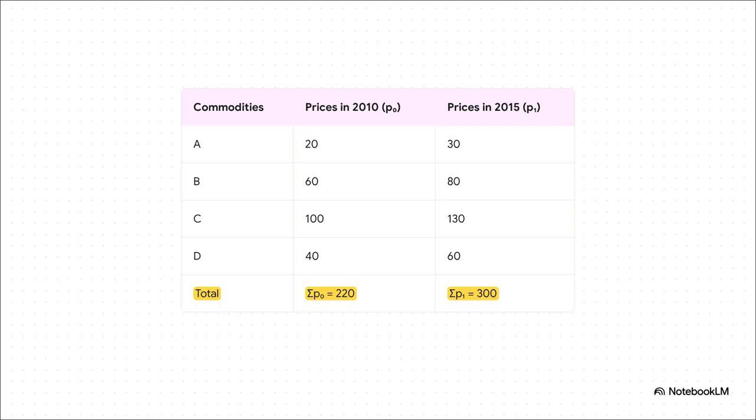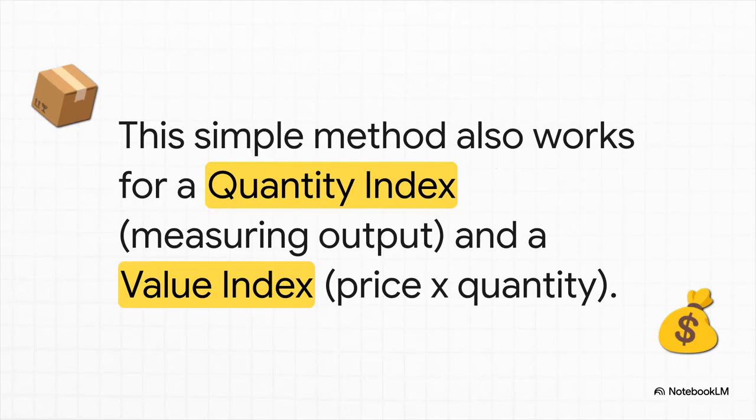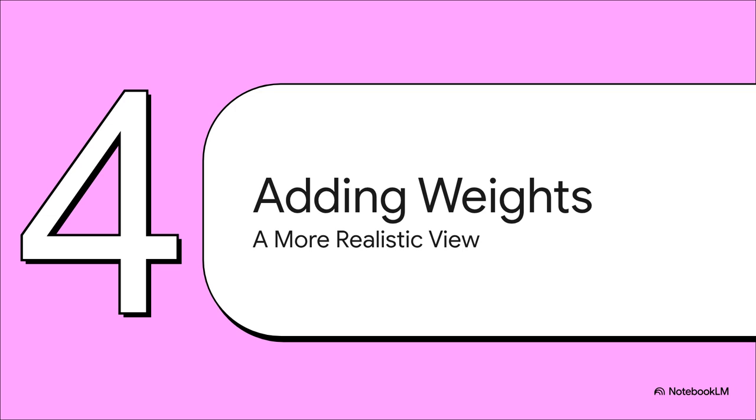Now, here's the important part. That's not just some random number. It's telling us a story. It means there was a 36.36% price increase for this little basket of goods between 2010 and 2015. See? Simple. And this same simple logic isn't just for prices. You can use the exact same method to measure changes in quantity, like how much stuff we're actually making or buying, or even value, which is just the price times the quantity. Now, that simple index is pretty useful, but it has one kind of big flaw.